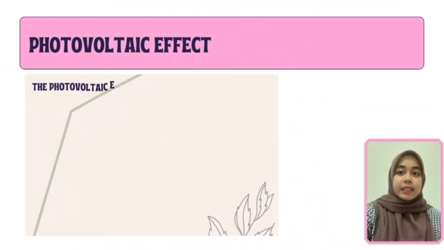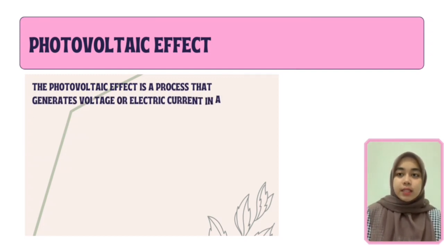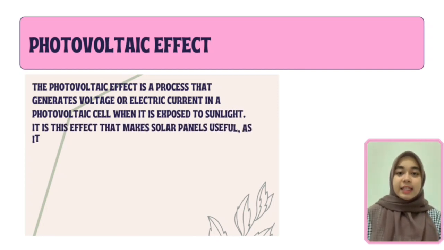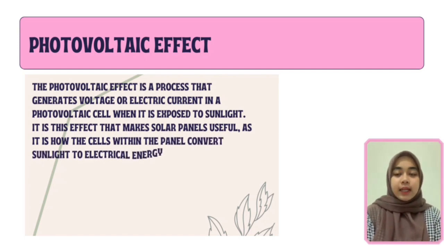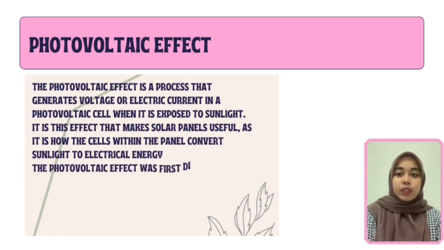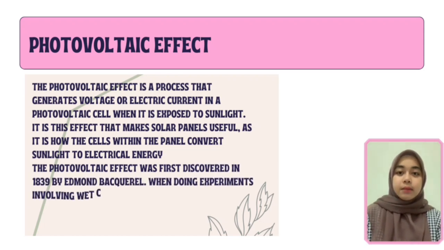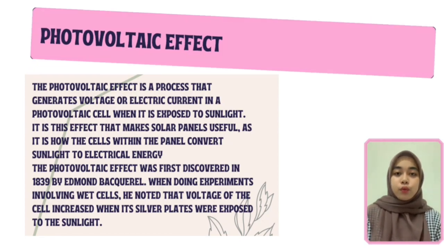The photovoltaic effect is a process that generates voltage or electric current in a photovoltaic cell when it is exposed to sunlight. It is this effect that makes solar panels useful, as it is how the solar cell within the panel converts sunlight to electrical energy. The photovoltaic effect was first discovered in 1839 by Edmond Becquerel when doing an experiment. He noted the voltage of the cell increased when its silver plates were exposed to sunlight.